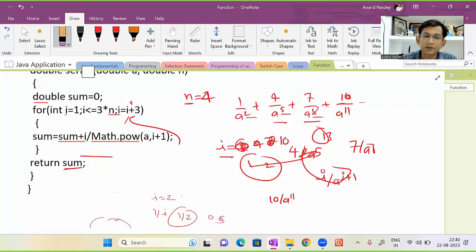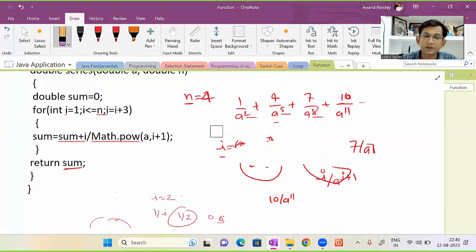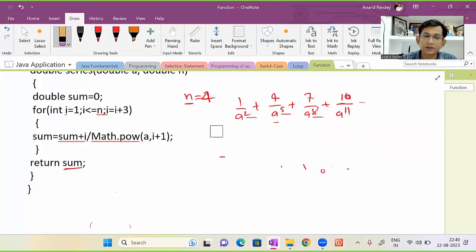So I think it's clear to you why I have written here 3 into n. But if it is not clear, I am making it clear. Consider I am not adding 3 into n. Since we are doing the increment of 3 in the value of I, that's why here I have written 3 into n. If you write only n, then what will happen? Consider the value of n is 4. If the value of n is 4, it means we want to add 4 terms of the series. And here I have not written 3 into n, I am writing only n.